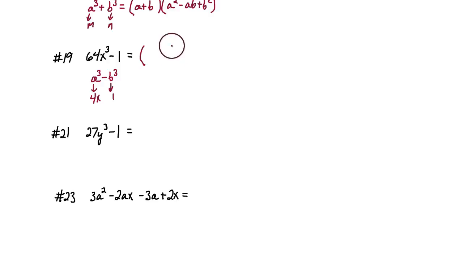The answer will have a smaller parenthesis and then a longer parenthesis. The 4x goes here, the minus sign, and the 1. Then we square the 4x to get 16x squared. We change the sign to a positive. We take the product of the two numbers, which is 4x, and then we have a positive again, and then we square the 1, which is a 1.